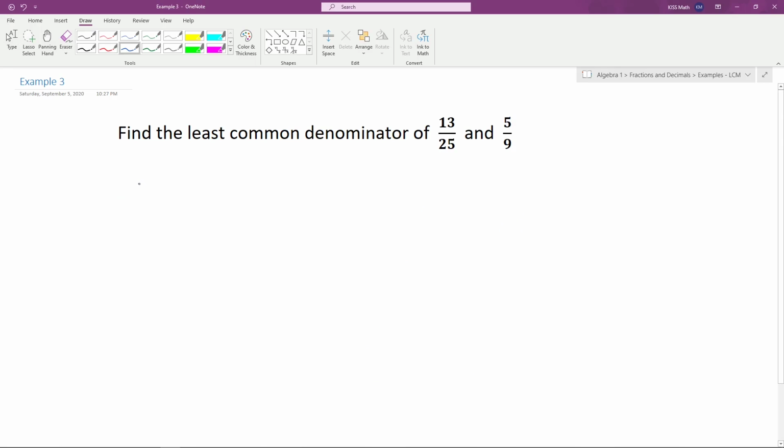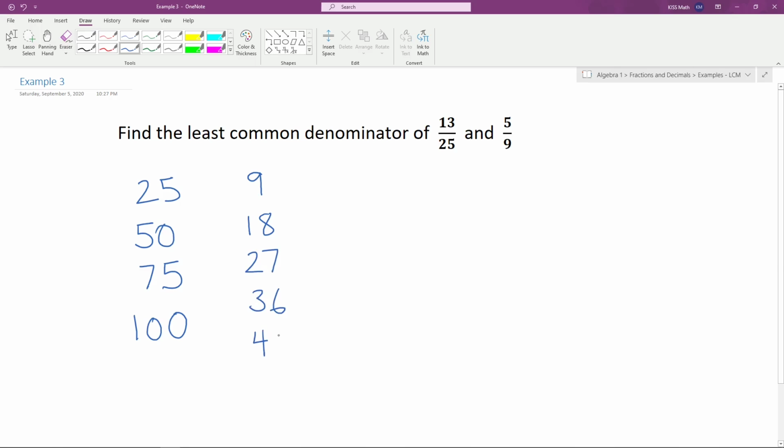Okay, 25 and 9. So I'll do the same thing, listing out the multiples. 25, 50, 75, 100. And then for 9, 9, 18, 27, 36, 45, 54, 63. So I'm not seeing any common multiples here, and I might be going on for a while. So why don't we try the ladder method here?